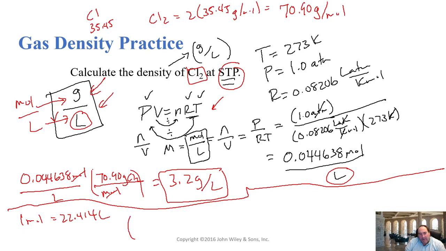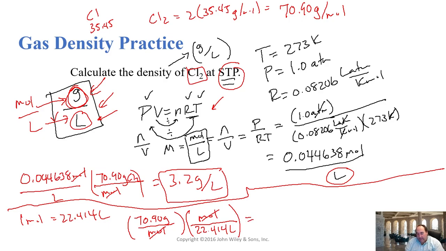So we know the molar mass of Cl2 is 70.9 grams per mole. If we start with the molar mass, we actually have the grams part first, right? So now we need to convert it to liters. And we could use that relationship, because again it's at STP, of 22.414 liters on the bottom and a mole on top. The moles will cancel. And you will see here that we should end up with the same number, 3.2 grams per liter.